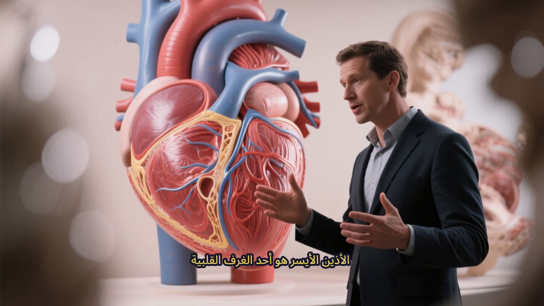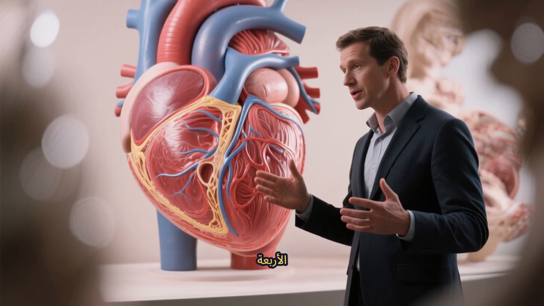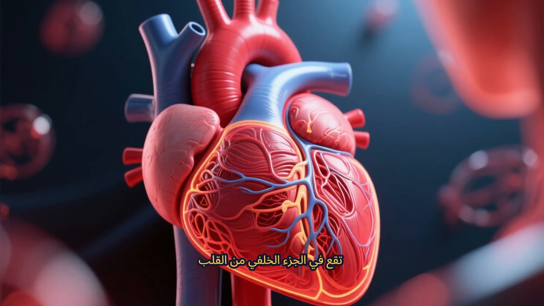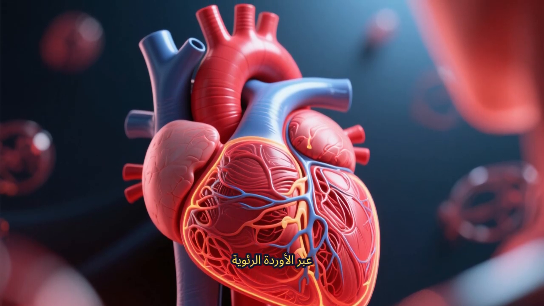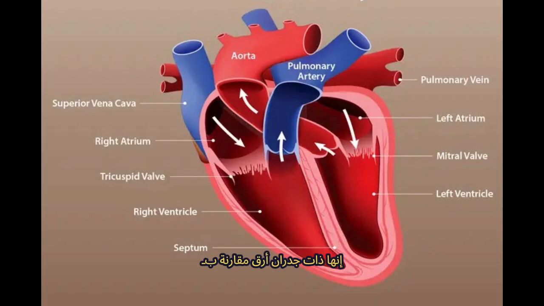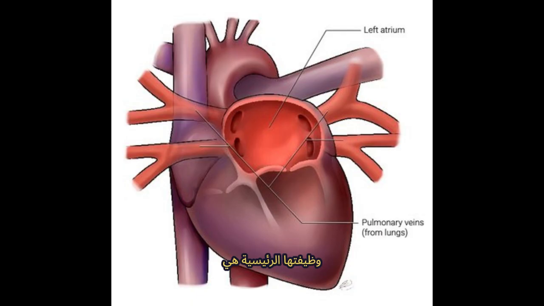The left atrium is one of the four cardiac chambers. It lies posteriorly in the heart and receives oxygenated blood from the pulmonary veins. It has thinner walls compared to the ventricles and contains a small extension called the left atrial appendage on its anterior aspect. Its main function is to receive blood from the lungs and pass it into the left ventricle during diastole.